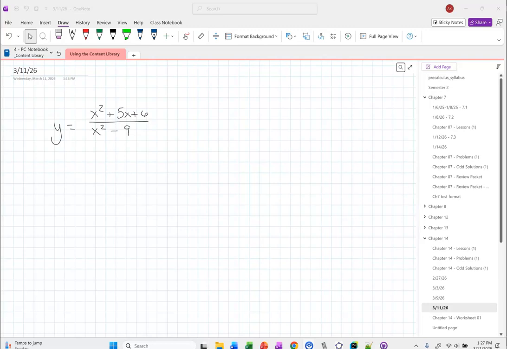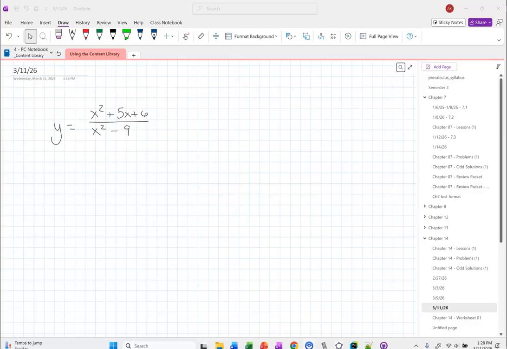Request to do an example problem before we take this homework quiz. That's fine. Okay, our example problem: x squared plus 5x plus 6 over x squared minus 9.